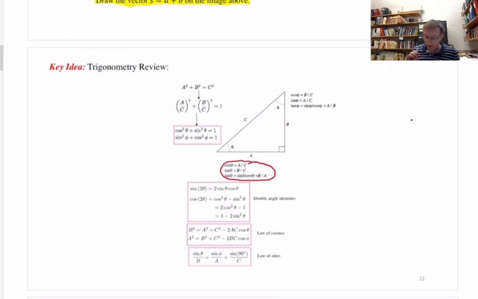Tangent theta, by definition, is sine theta divided by cosine theta. Now, if you take the expressions for cosine theta and sine theta, A over C and B over C, and you do sine theta divided by cosine theta, you just end up with the expression B over A. Note that B is the length opposite to the angle theta, and A is the length adjacent to the angle theta. So you'll often hear people say that tan theta is opposite over adjacent. What tan theta really is, is sine theta divided by cosine theta, and that happens to come out to be equivalent to opposite over adjacent.